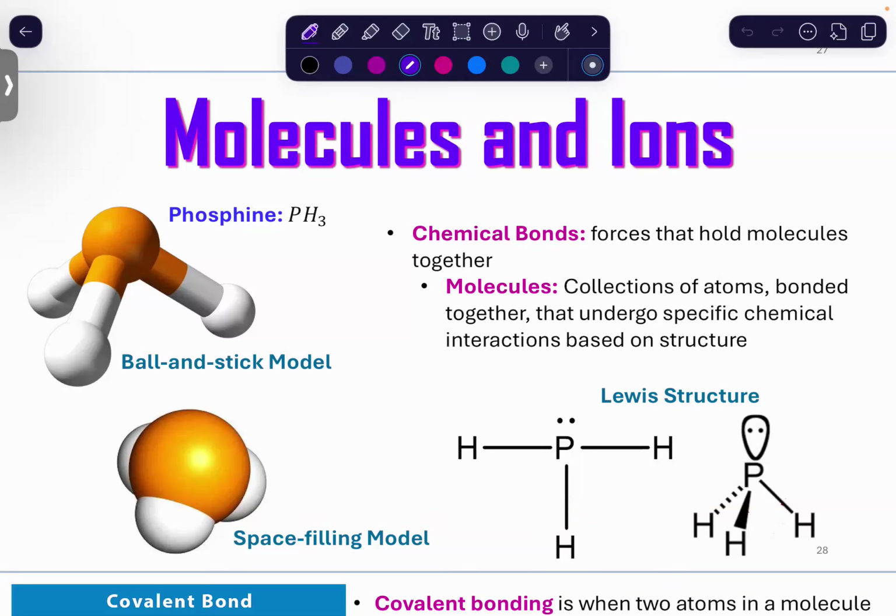So we're going to be starting today talking about molecules and ions. Of course, molecules, we've already been kind of looking at them. These are going to be collections of atoms. Molecules will have a specific structure, a specific shape, and they will perform specific chemical interactions.